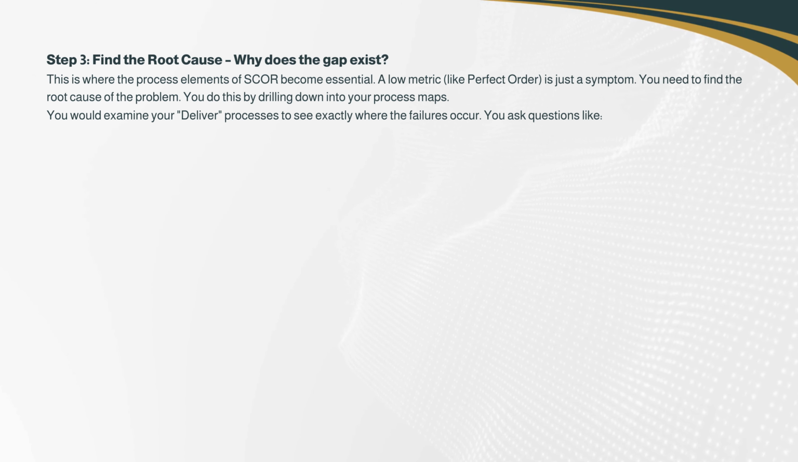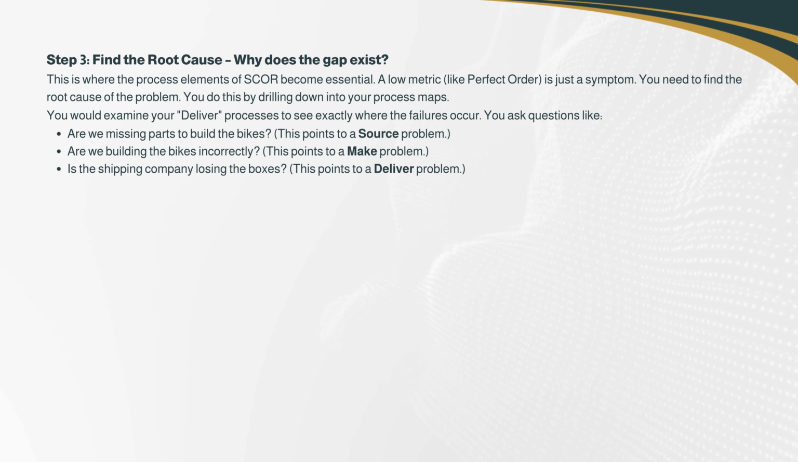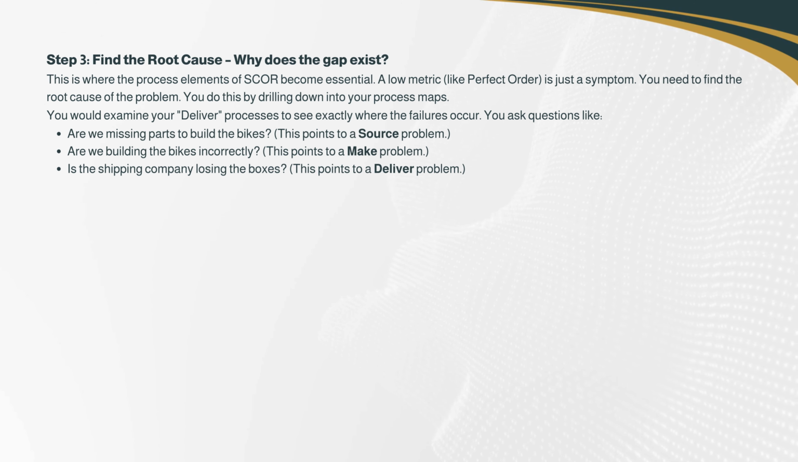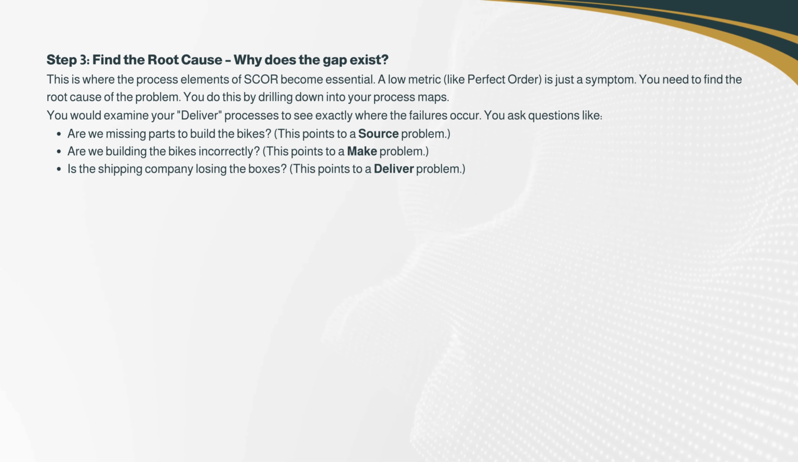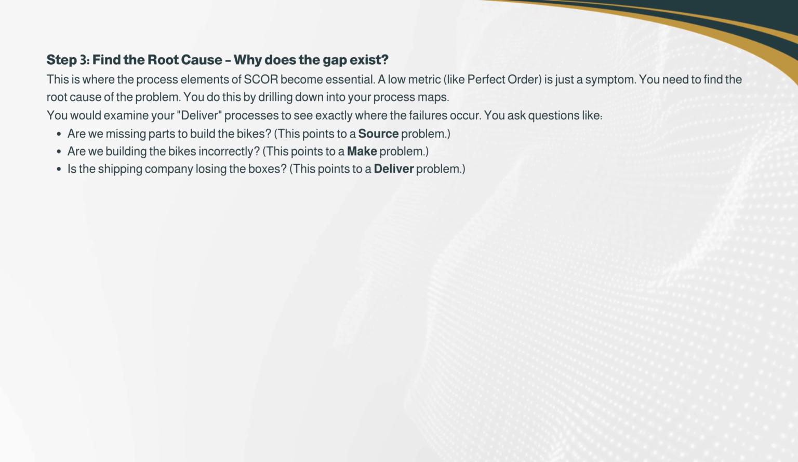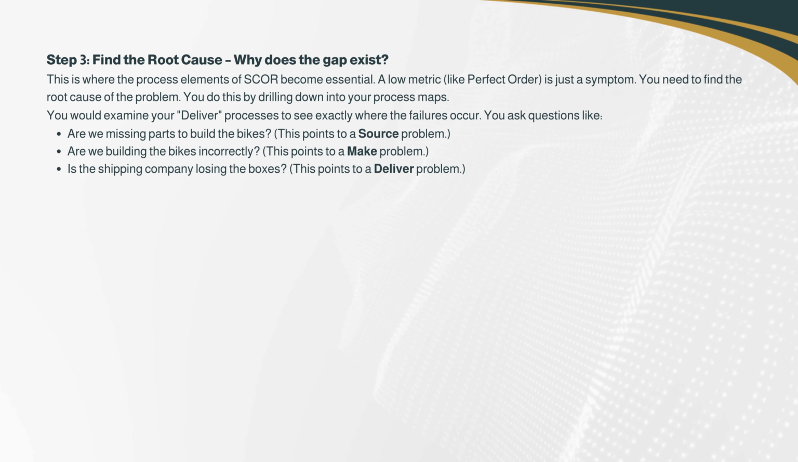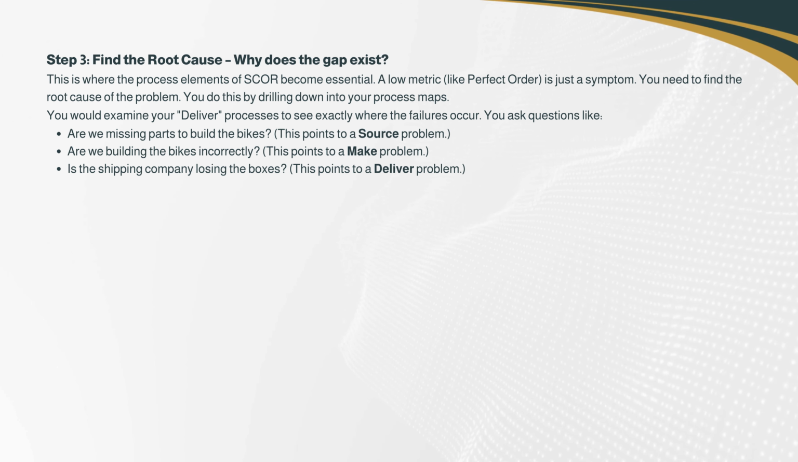You ask questions like: are we missing parts to build the bikes? This points to a source problem. Are we building the bikes incorrectly? This points to a make problem. Is the shipping company losing the boxes? This points to a deliver problem.